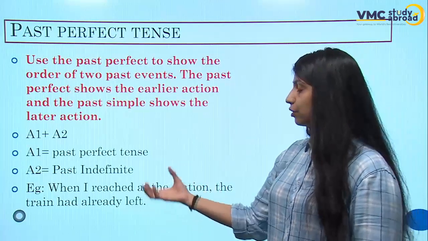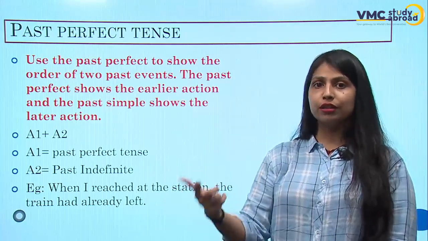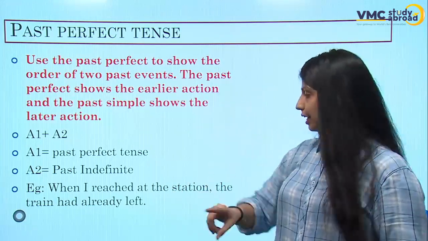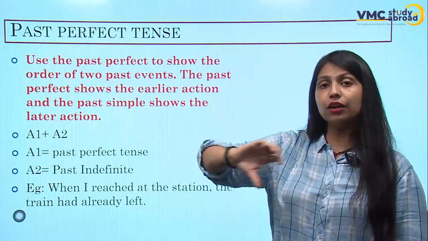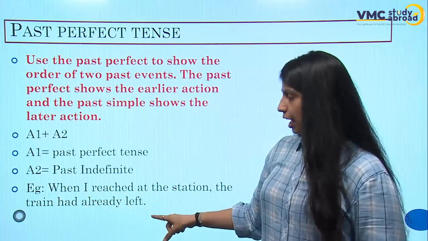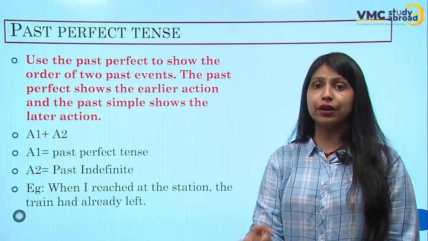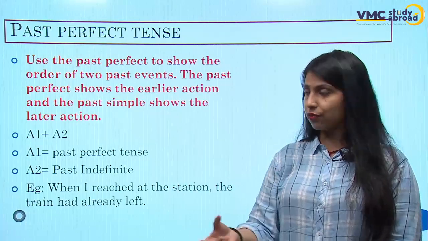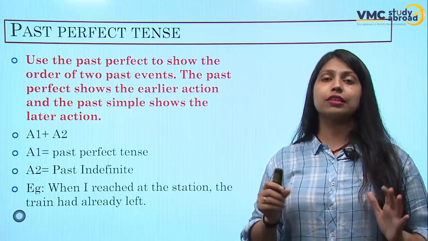It means when you reached the station, you reached later, but before that the train had gone. That's why the first action, which happened first, train had gone, is written in perfect tense. And the second action, you reached the station, was the second event that happened after the first event, written in past indefinite tense. Hope it is clear to you.